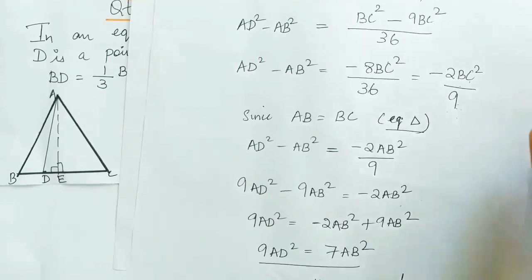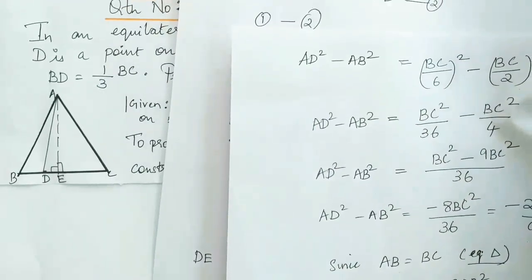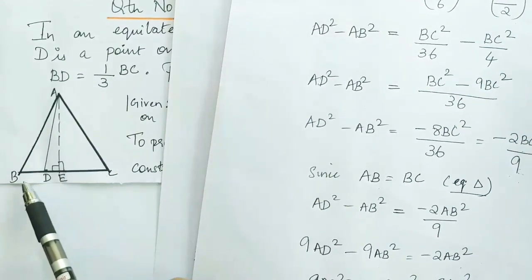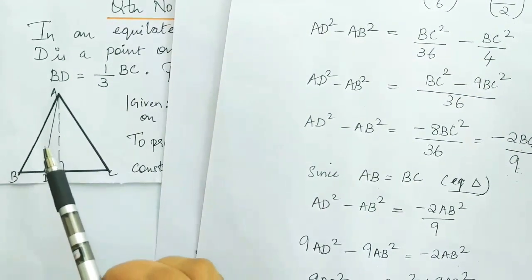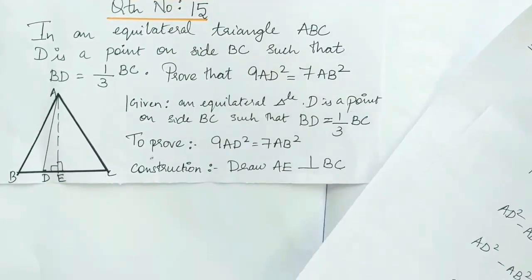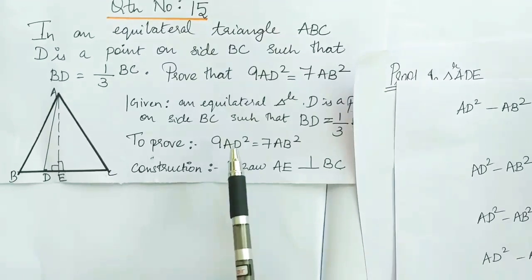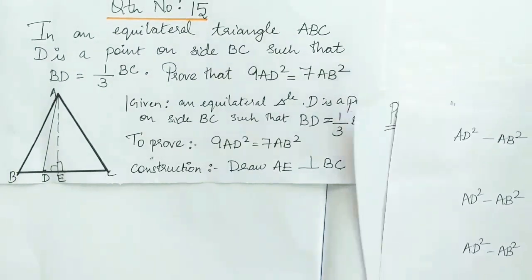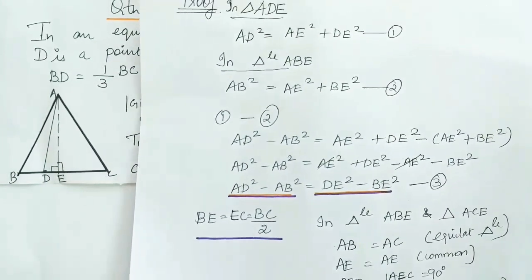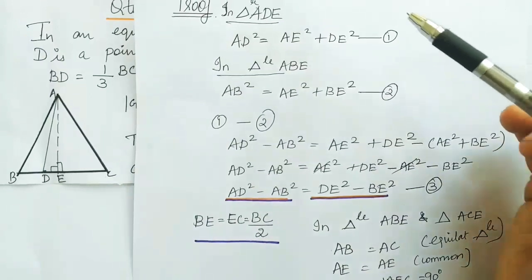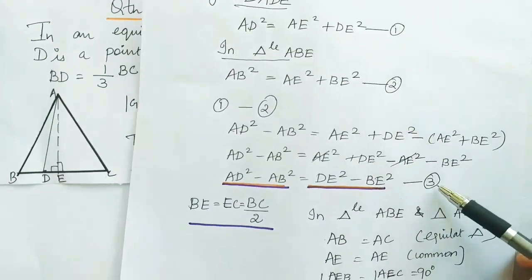Let me go through the whole procedure once again. This is the given triangle, an equilateral triangle here, and it is given that BD is equal to 1 by 3 BC. According to the question, we are asked to prove 9 AD square is equal to 7 AB square. So first we take AD square, that is triangle ADE, and we get equation number 1 here. And after taking ABE, we get equation 2. After subtracting 1 minus 2, we get the third equation.